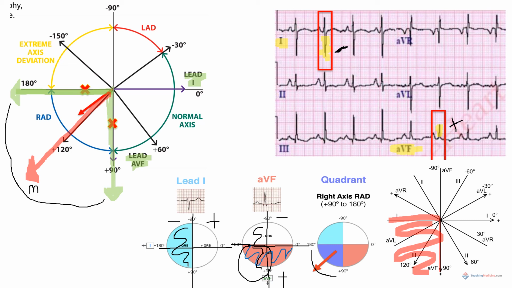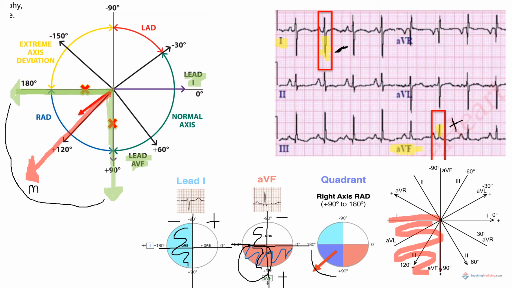Now, as you can see, we are totally off from our normal axis. And so that could be what we refer to as RAD. What is RAD? RAD stands for right axis deviation. Now, could someone have right axis deviation and it could still be normal? Yes, especially children. Children can have a shift to their mean electrical axis, usually towards the right, and that's absolutely normal.